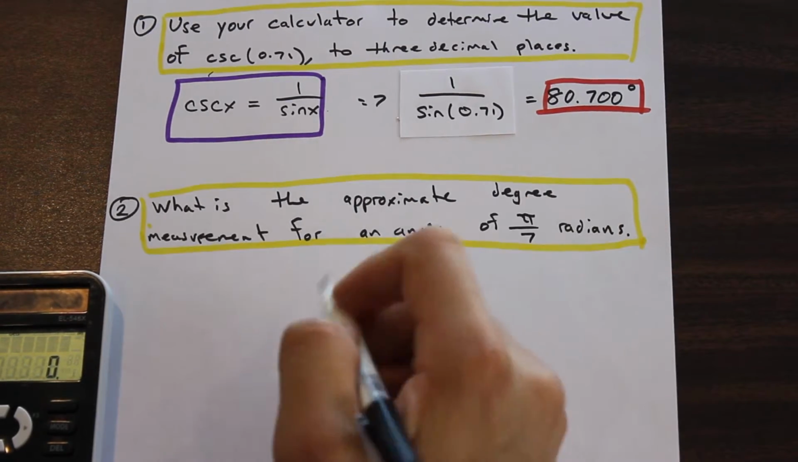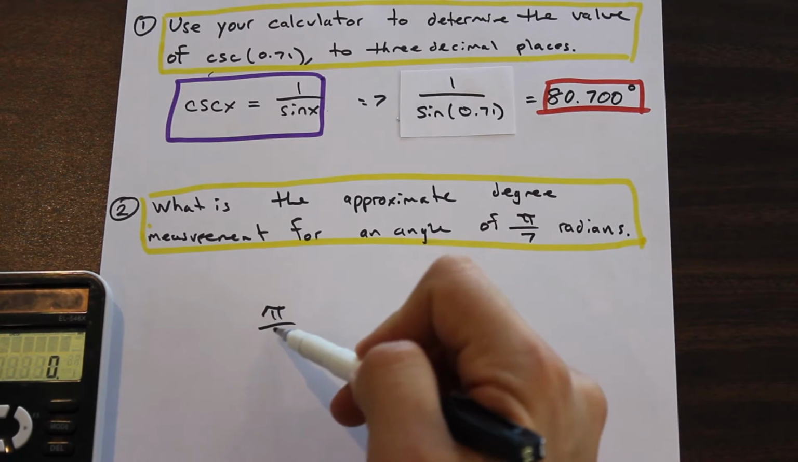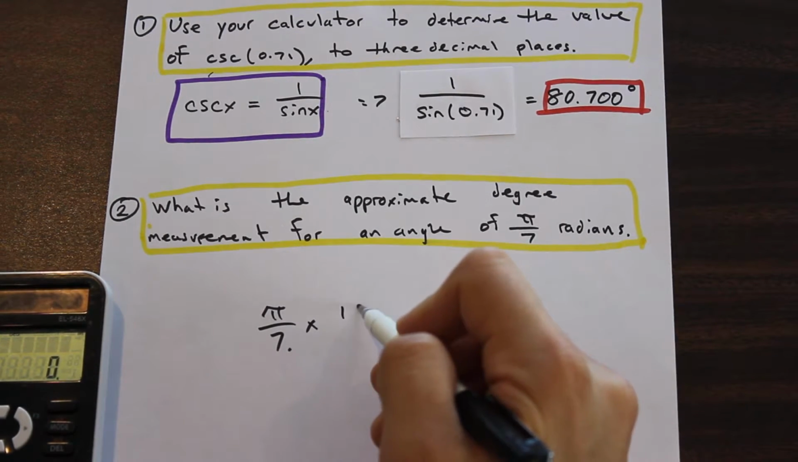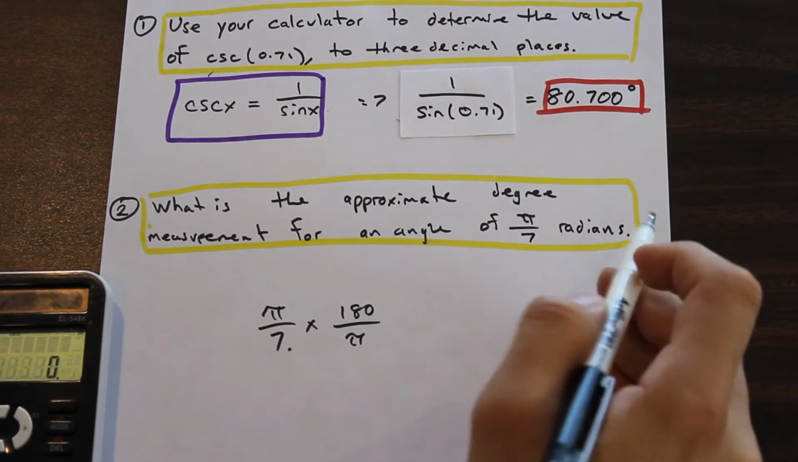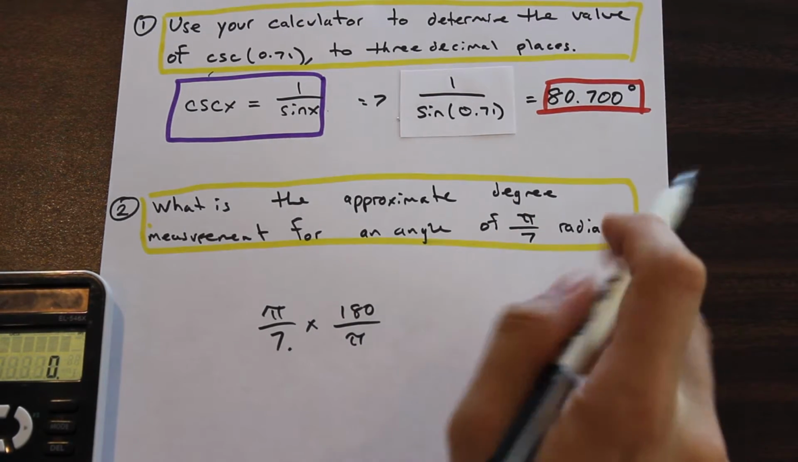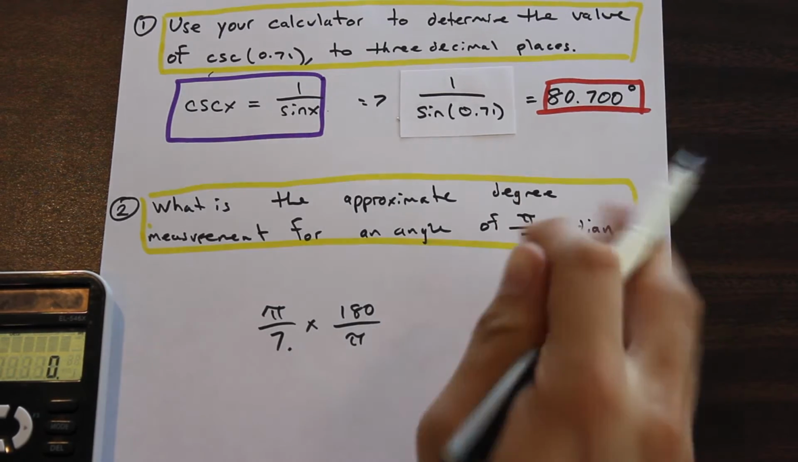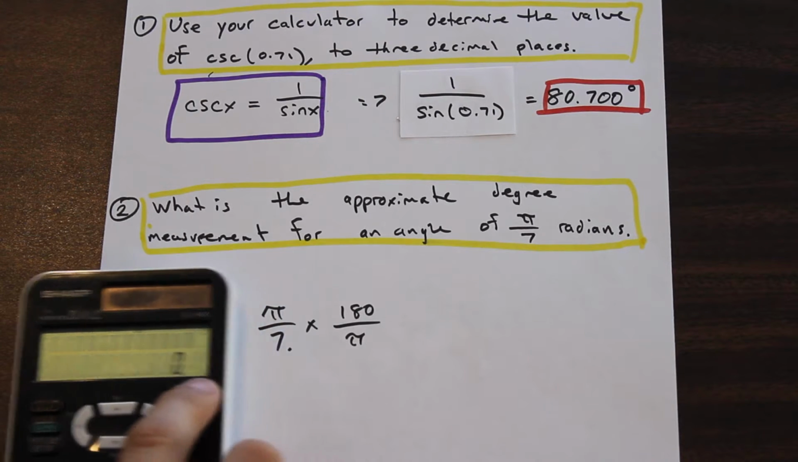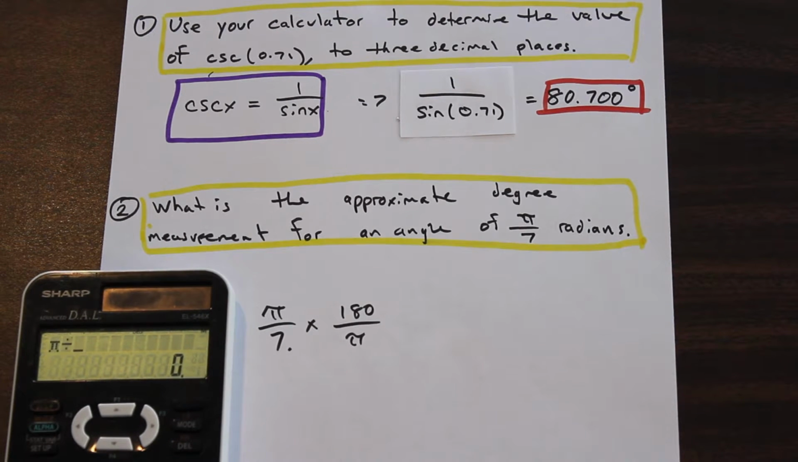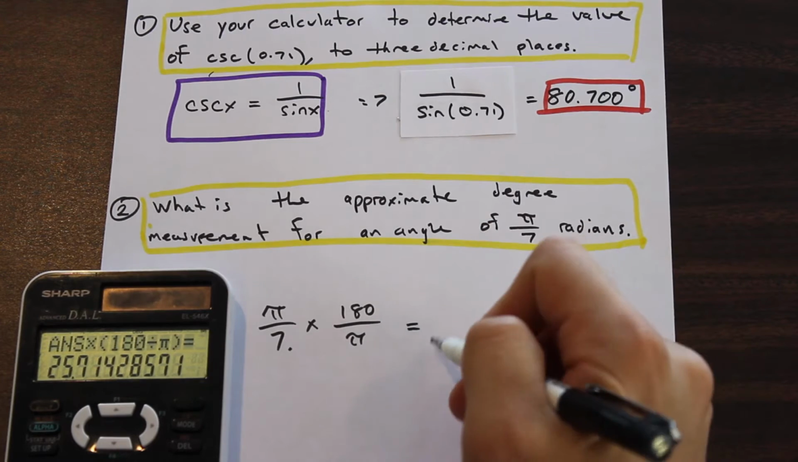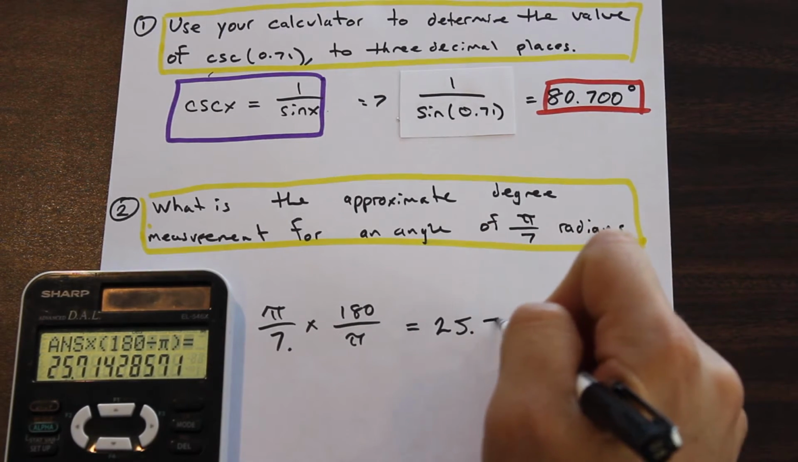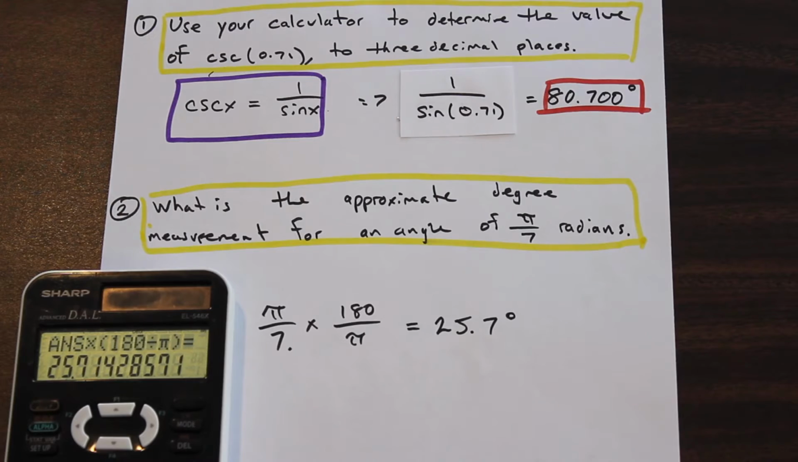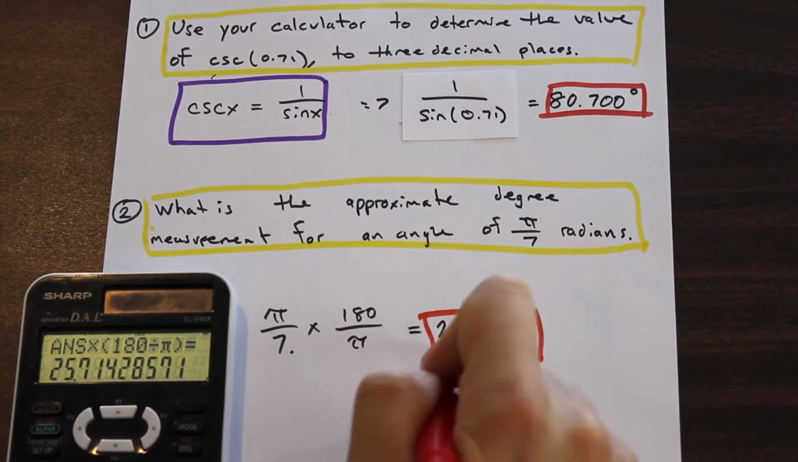We have here an angle of pi over 7. We're going to multiply by 180 over pi. And the same thing goes the other way. If you want to go from degrees to radians, you multiply by pi over 180. So let's go ahead and do that. We don't need to change our calculator into radians for this step. Pi divided by 7, times 180 divided by pi, and we should get 25.7 degrees.